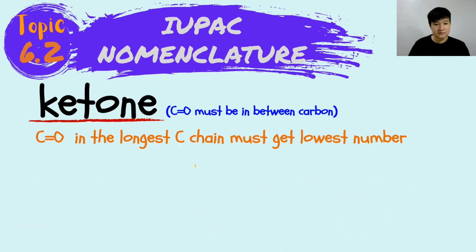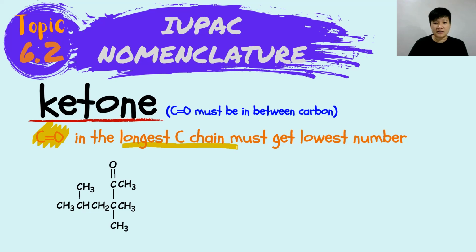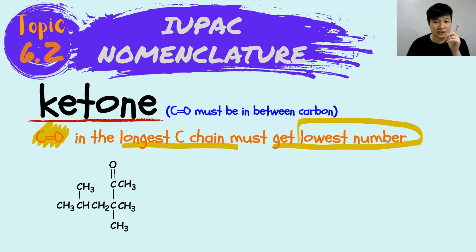Alright? Let's try some naming of ketones. One condition: the C double bond O in the longest carbon chain must get the lowest number. That is the only condition.